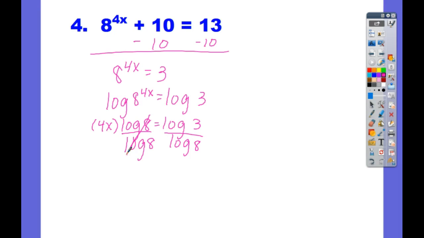But what else do I have to do? That's still 4x, right? So I have to divide this by 4. So divide your answer by 4.